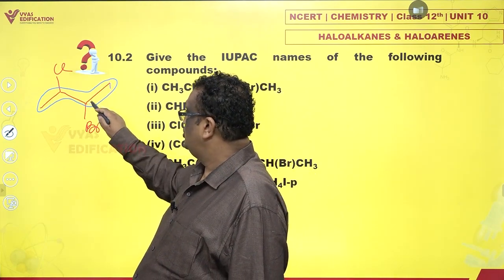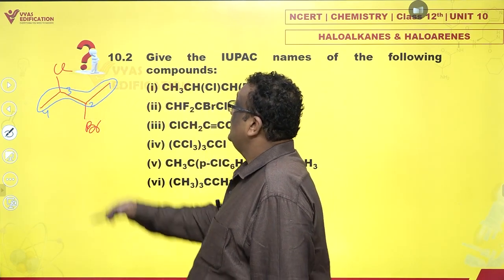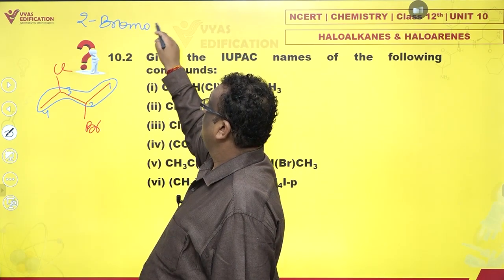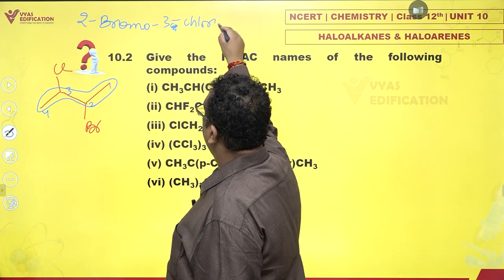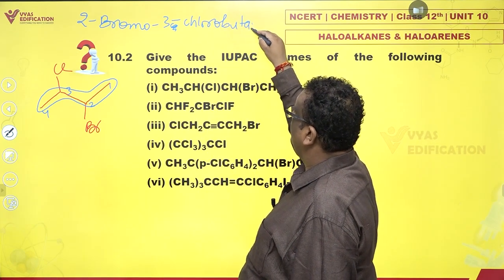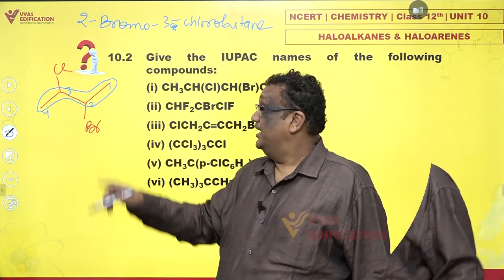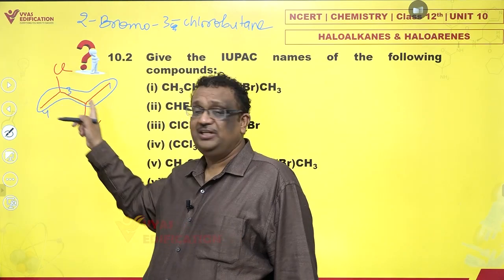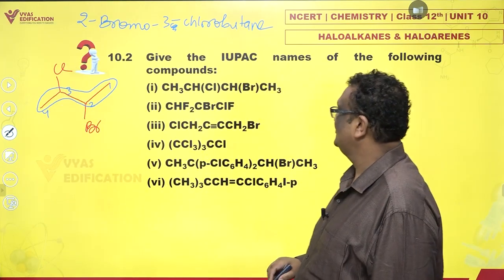So 1, 2, 3, 4. This is how we will number. And what would be the name? It is 2-bromo-3-chlorobutane. Oh wow. That's it? That's it. It is a vicinal dihalide. Vicinal dihalide means that just adjacent atoms have one halogen atom each.